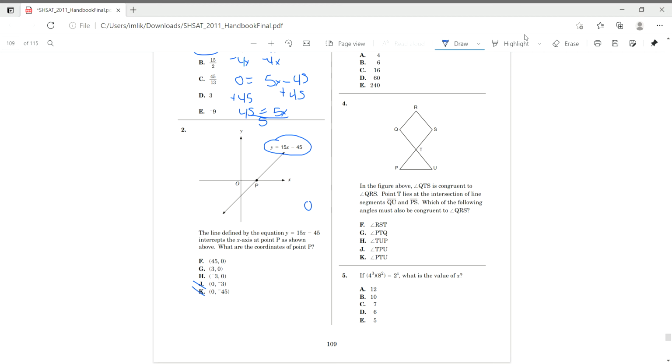So now we have to deal with F, G, and H. Now that we know y is 0, what can we do with this information? We can see that this equation is in terms of y, so we put y as 0 and solve for x. So 0 is equal to 15x minus 45. We add 45 to both sides and get 45 is equal to 15x. Divide by 15 on both sides, and we get 3 is equal to x. So now we have 3 comma 0, which is G. So we have G for number 2.